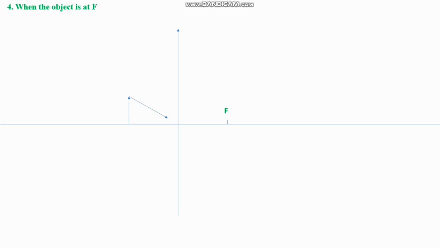So the first one is the one that passes through the optical center, and this ray passes undeviated, as you can see. So there is no refraction along this ray. And the next important ray is the one that passes parallel to the principal axis, and this ray is refracted and passes through F, through the principal focus, as you can see. So the image is formed at infinity. So when the object is located at F, the image is formed at infinity.